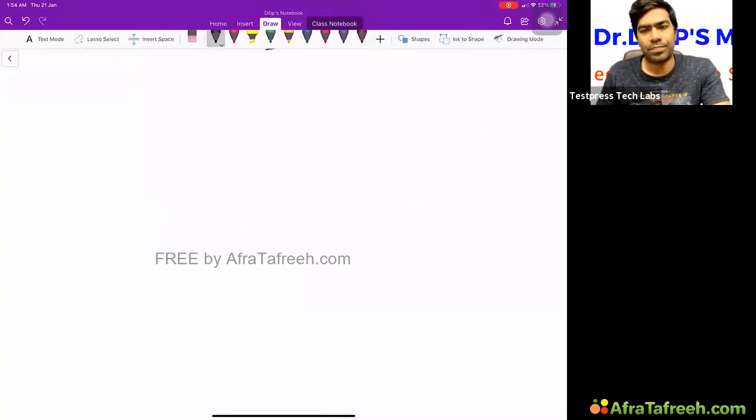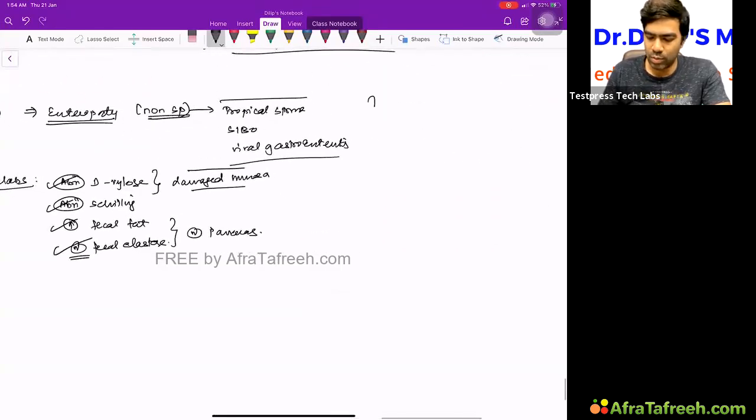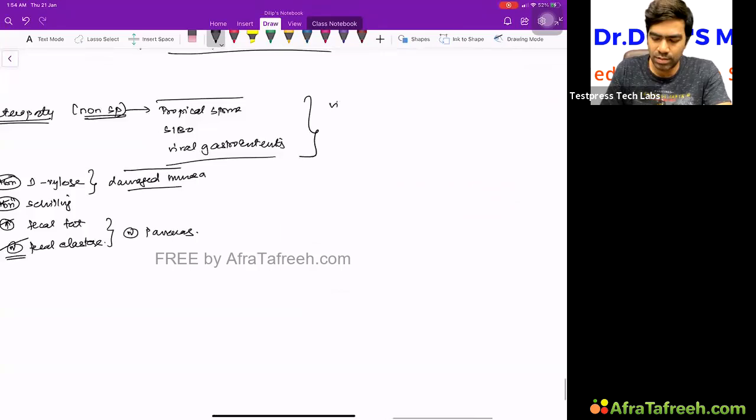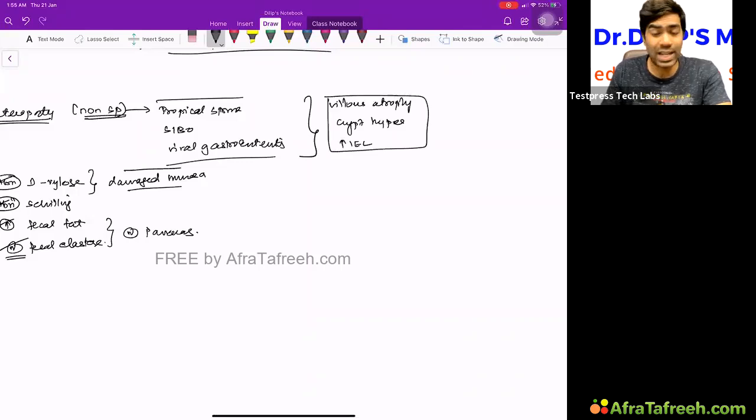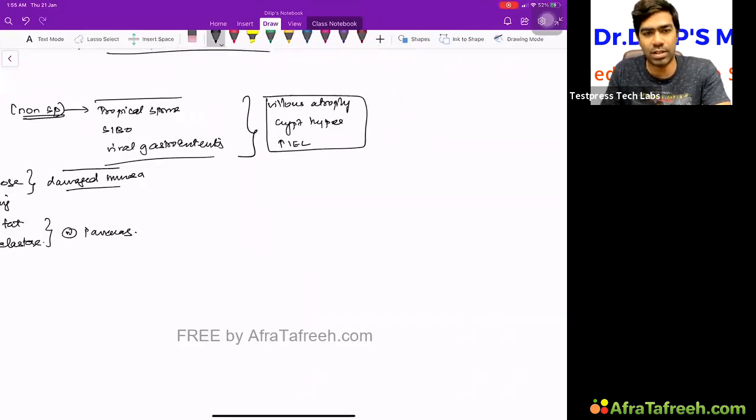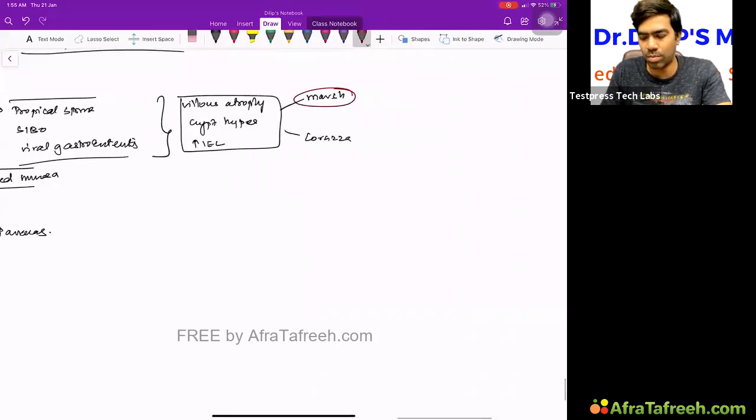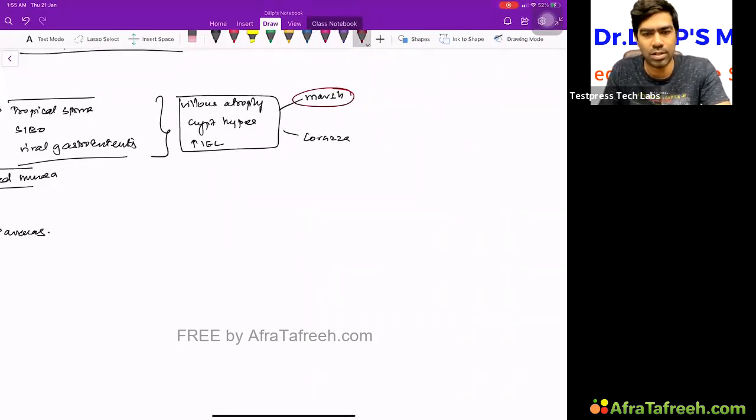As far as histology is concerned, when you do a biopsy, I told you the biopsy findings that you will see. One is villus atrophy. Second is crypt hyperplasia. And third is increased intraepithelial lymphocytes. Based on this, there are two histological classification systems. One is called the Marsh classification system, and second is the Corazza classification system. What they will ask you in exam is the Marsh, because this is what is given in Robbins pathology text.